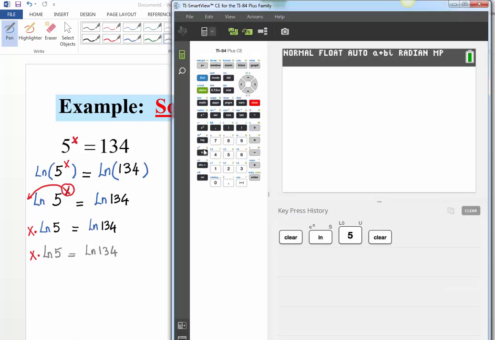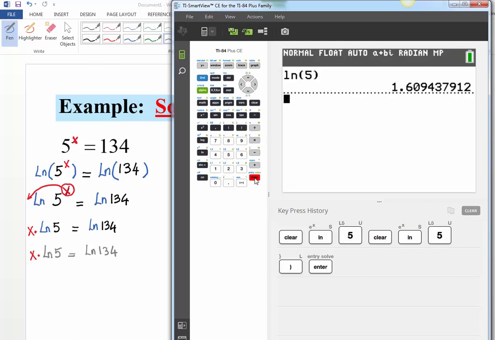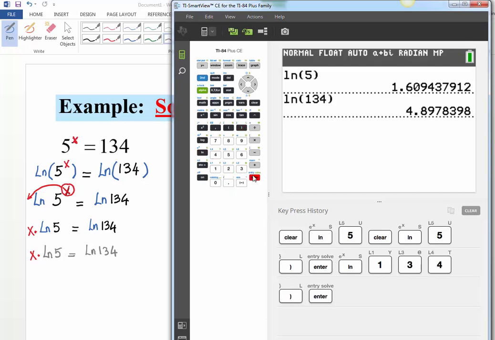So let's just check out what ln of 5 is worth. Notice that they preset a parenthesis for us, so we close a parenthesis. So ln of 5 is a number which is about 1.6. Now, what is ln of 134? It's about 4.9. So what I could do is the following.